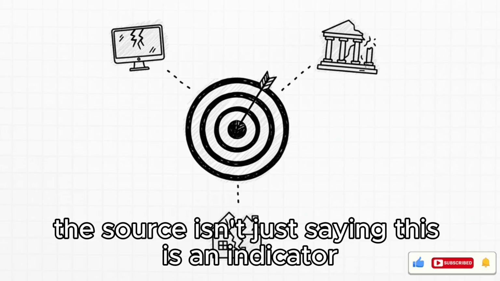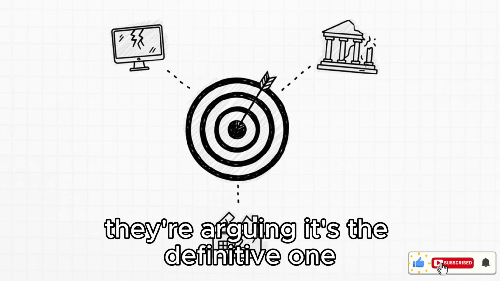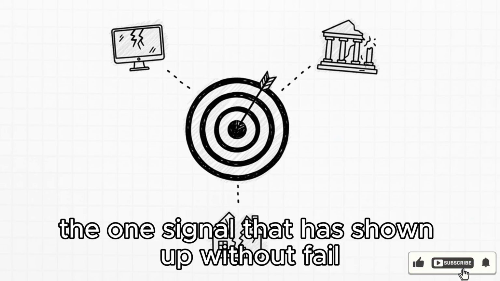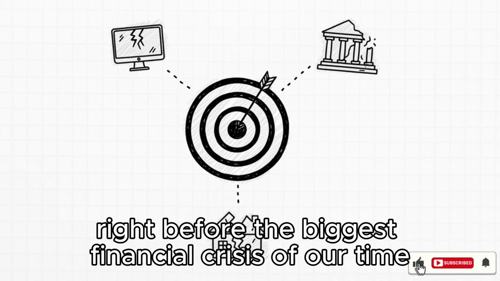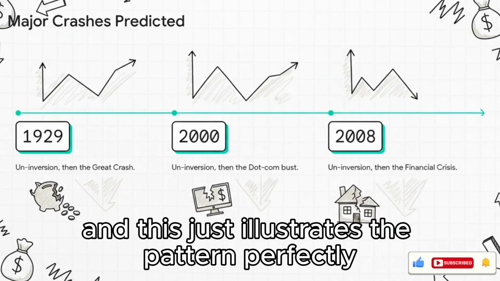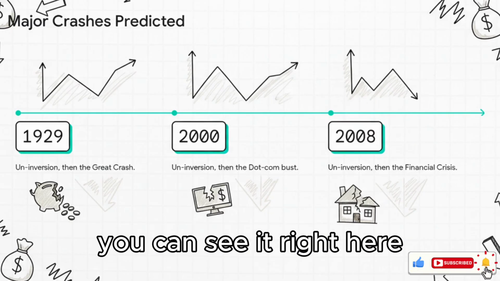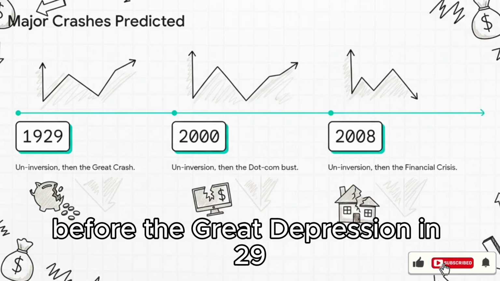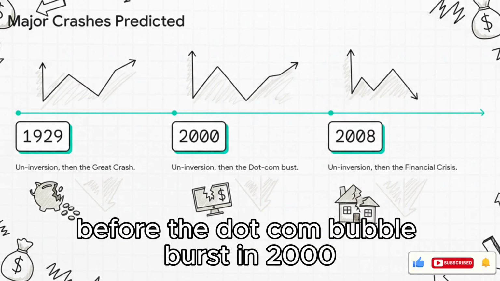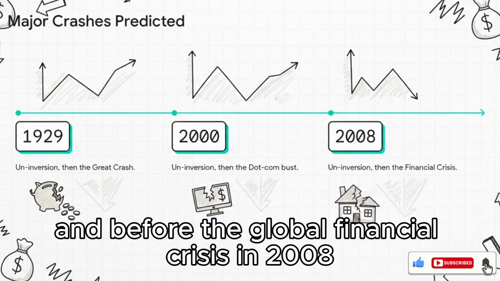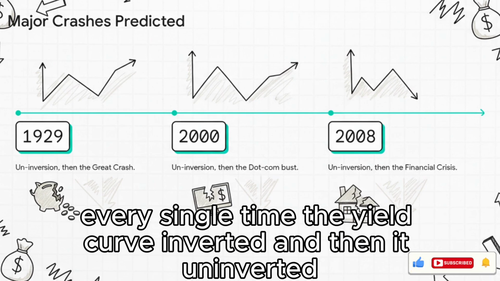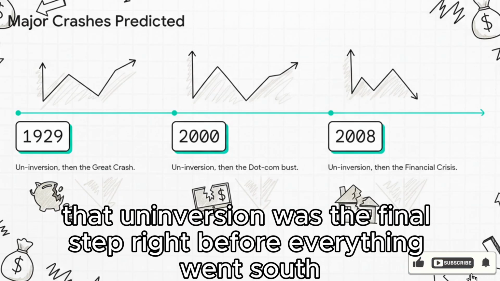The source isn't just saying this is an indicator, they're arguing it's the definitive one, the one signal that has shown up without fail right before the biggest financial crises of our time. And this just illustrates the pattern perfectly. You can see it right here. Before the Great Depression in '29, before the dot-com bubble burst in 2000, and before the global financial crisis in 2008. Every single time, the yield curve inverted, and then it uninverted. That uninversion was the final step right before everything went south.